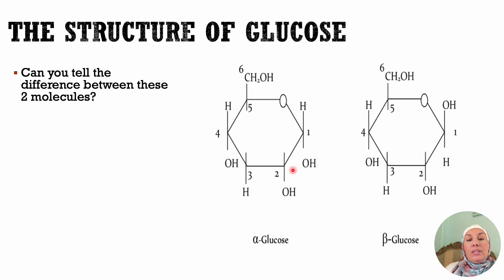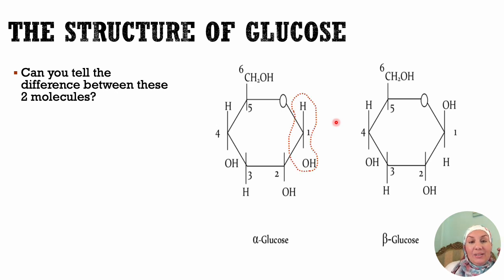In alpha glucose, it is below the ring. So if the ring is over here, you will find the hydroxyl group or the OH group below it. But if we're talking about beta glucose, it will be above it. Okay, so that's the difference. But this doesn't help me memorize it. So what did I find? You find a way to memorize that because it's very important.